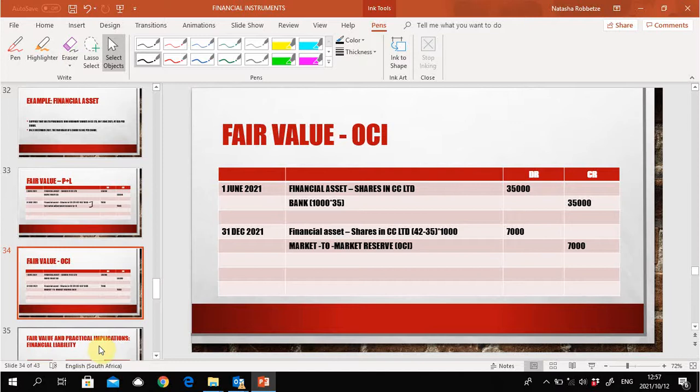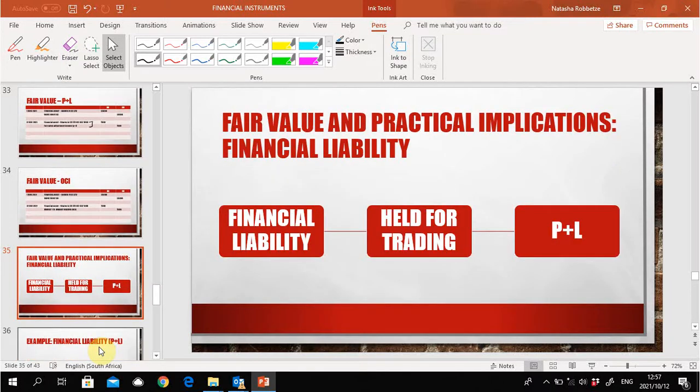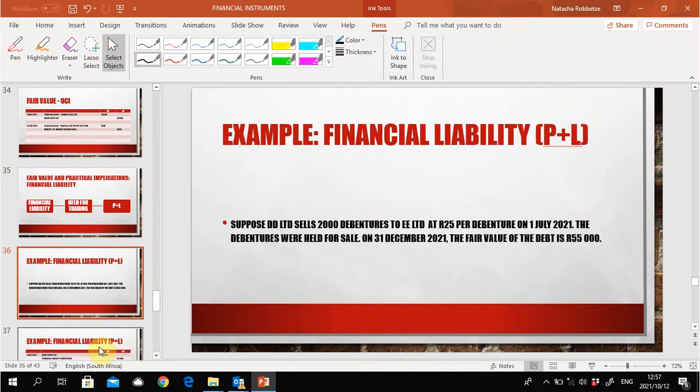Let's talk about what happens with a financial liability. So with a financial liability, the practical implications for fair value is that you can only value it at fair value if it is held for trading. So then you take it through profit or loss. So for financial liabilities overall, the default is amortized cost, but if it's held for trading, then it is taken fair value through profit or loss. I've put an example here. I said, suppose DD Limited sells 2,000 debentures to EE Limited at 25 Rand per debenture on 1 July 2021. The debentures were held for sale, and on 31st December, the fair value of such a debt should be 55,000.